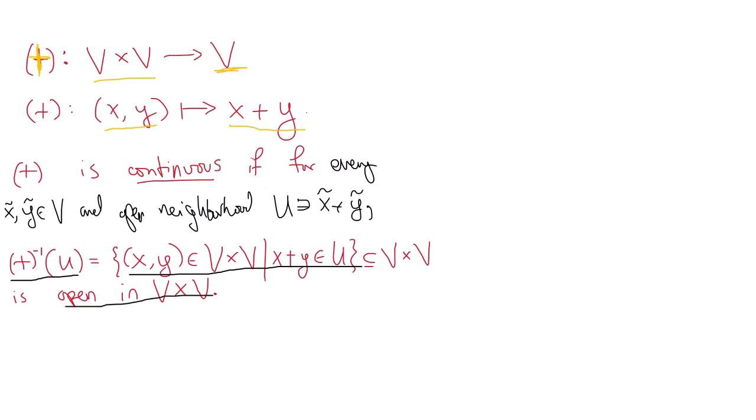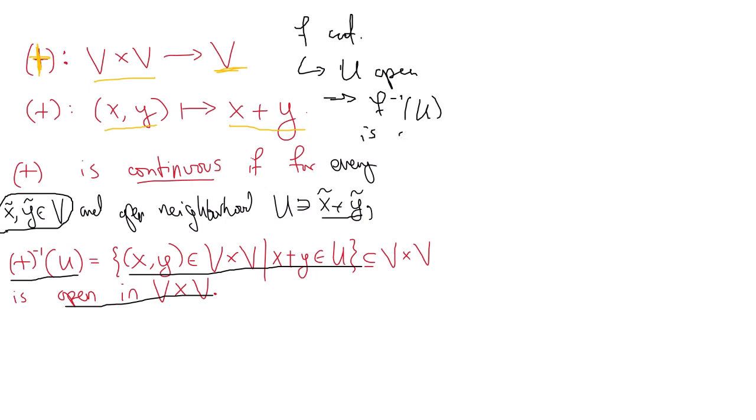So what this is really saying is that addition is continuous if it's continuous at every vector x plus y. And this really is just using the definition that f is continuous if for all open U, the pre-image of U is open.